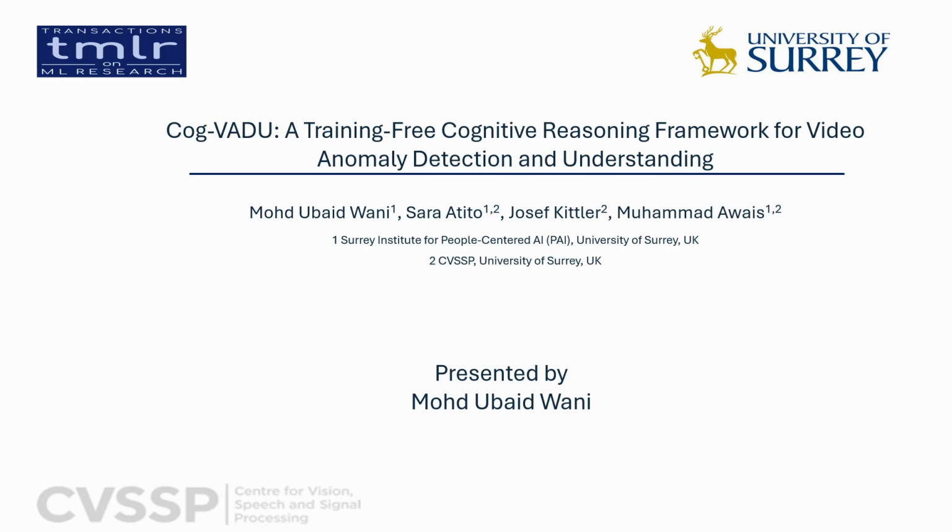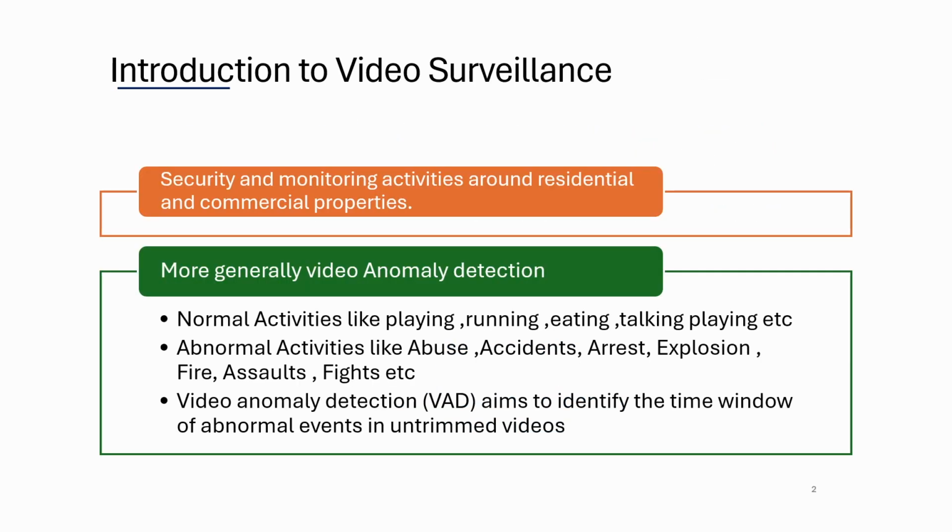So before diving into our methodology, we will see the introduction to video surveillance. Video surveillance is about security and monitoring activities around residential and commercial properties. More generally, video surveillance is about video anomaly detection, where we have to distinguish between normal and abnormal activities.